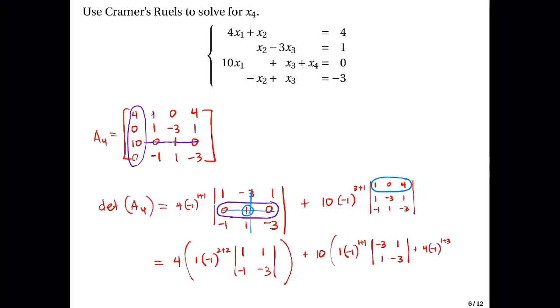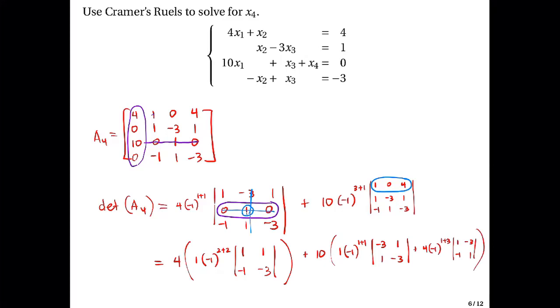So we delete the first row and then the third column. We'll now have to get the determinant of this submatrix here: 1, -3, -1, 1. Then you close the parentheses. And then you solve all these determinants. These are all 2 by 2 matrices now, so you can easily get the determinants.